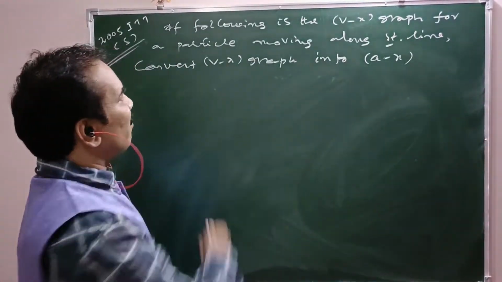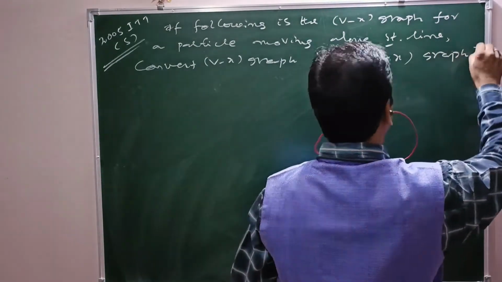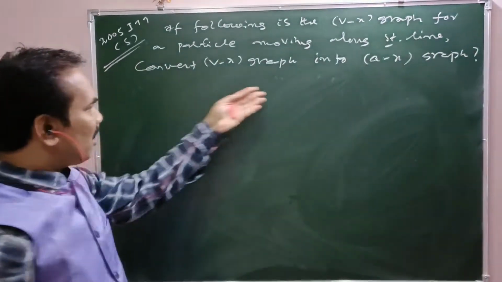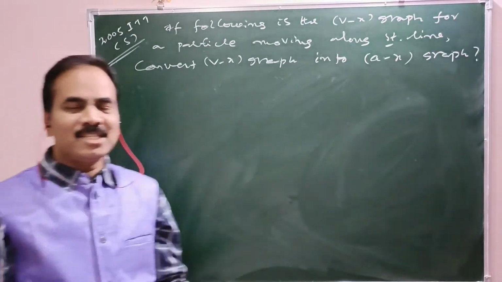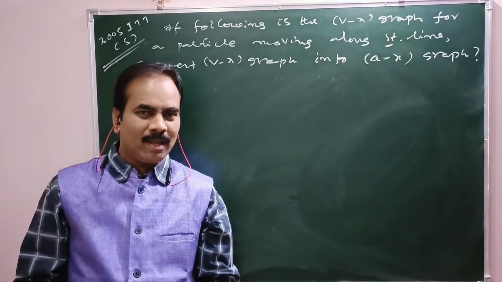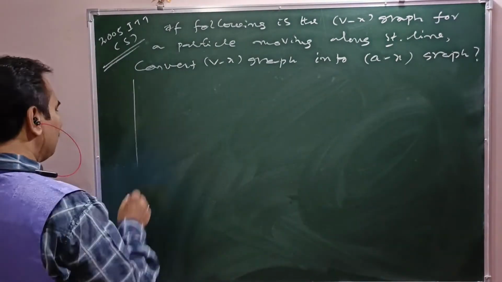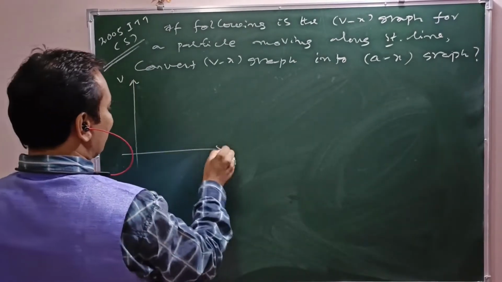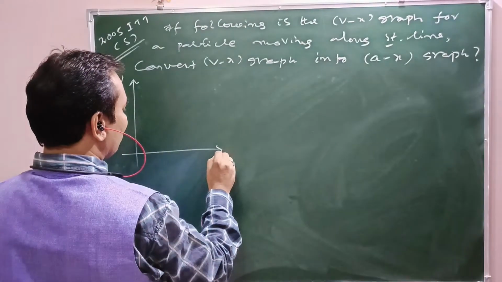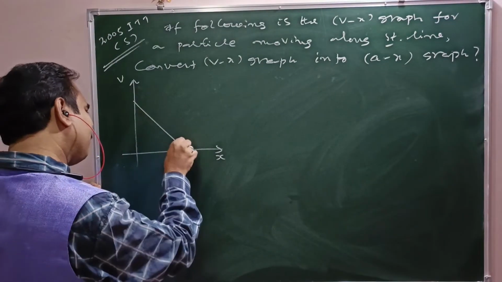Convert the v-x graph into an a-x graph. Of course, four options are also there, but I don't want to write the options. Why? Because my intention is to minimize the length of the video. Okay, right? So the given graph is as follows. This is the given graph, velocity versus x. So the graph is like that.